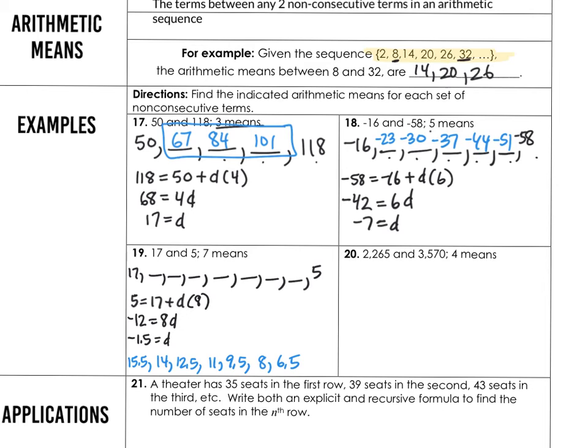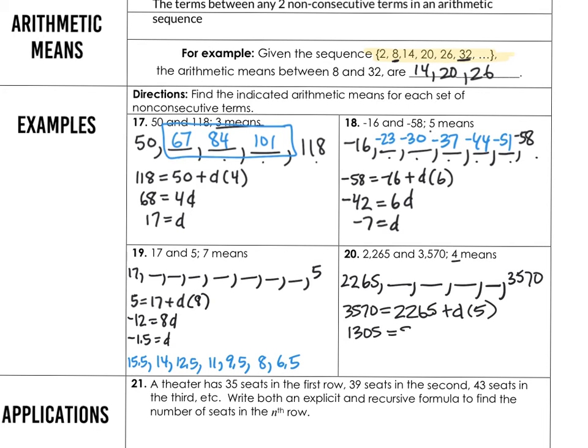And then this next one, only 4 means yay. Okay. Oh, wow, these numbers are big. So 2, 2, 6, 5, and then 4 spots. And then 3, 5, 7, 0. Okay, so 3, 5, 7, 0 is equal to the first term plus d, 1, 2, 3, 4, 5 times. So if we solve that equation, we get 1305 equal to 5d. Divide by 5. Oh, wow, you want to use your calculator on that one probably. That's 261. Okay, so that means I'm adding 261 each time.